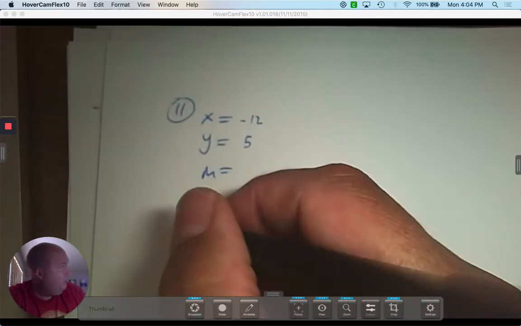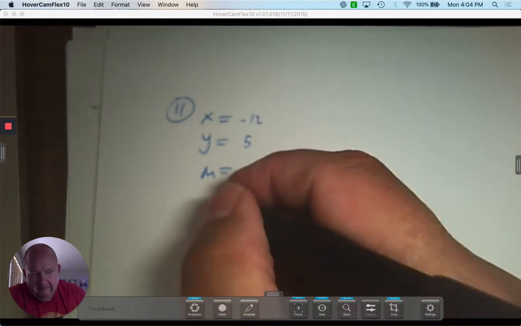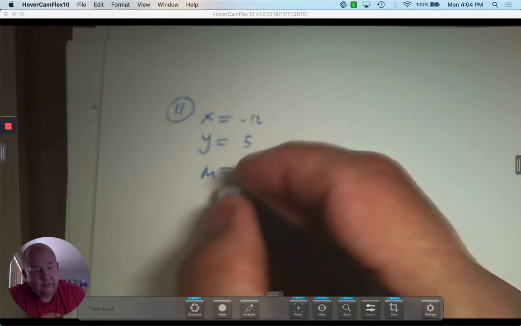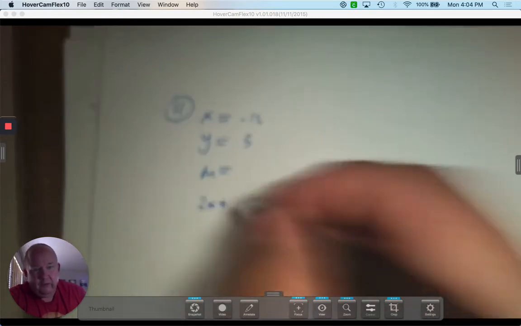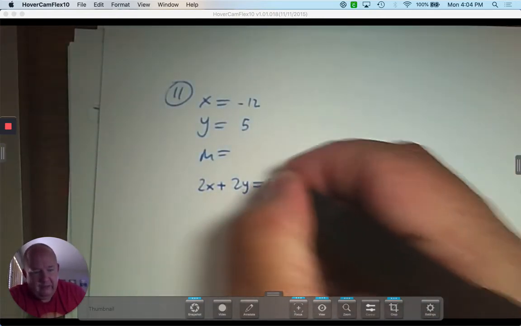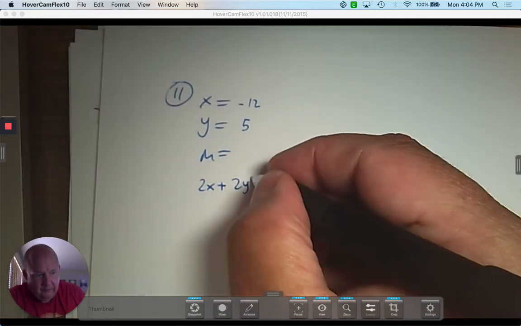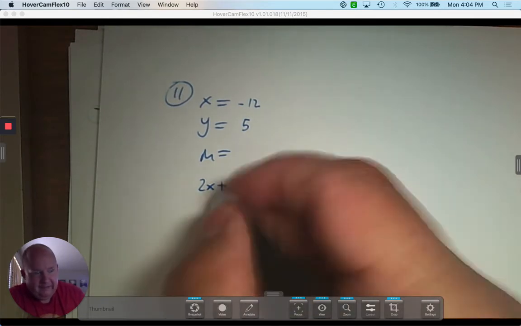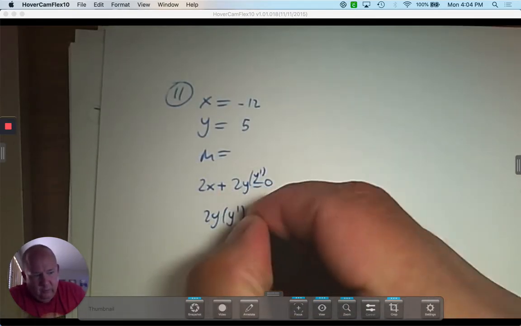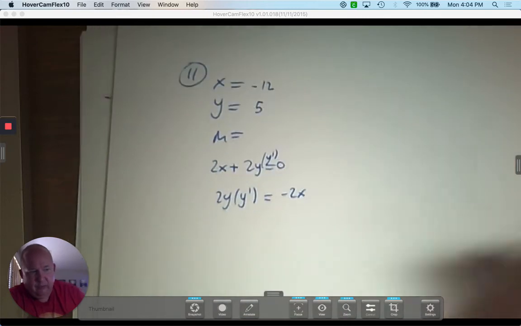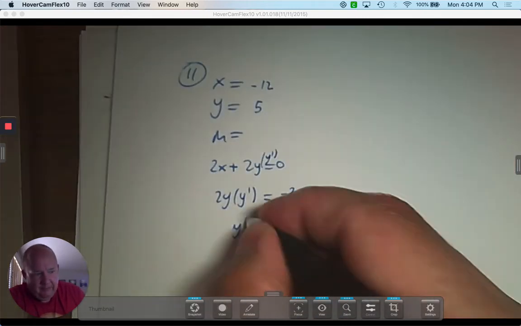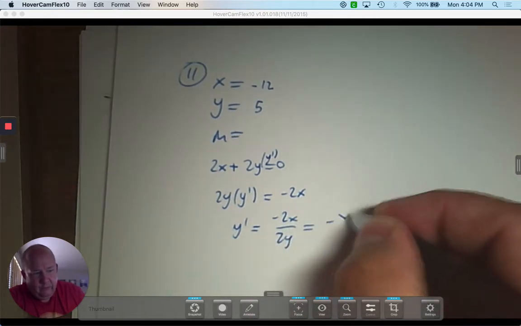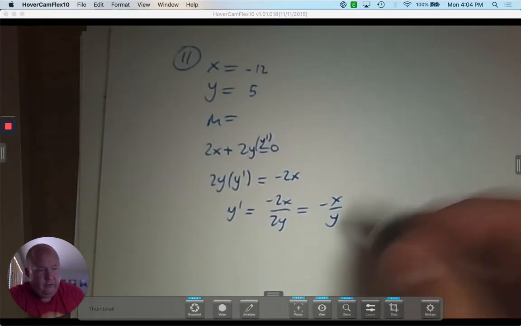But to find the slope, I need to take the derivative. So I'm going to do that. To take the derivative of x squared plus y squared, that's 2x plus 2y equals 0. Oh, this needs a y prime. If you don't do that, then you won't have a y prime equal to anything. So I have 2y times y prime. Subtract 2x. Our goal is to get y prime by itself. Divide. Then simplify if you want. There it is. So there's the derivative for that.